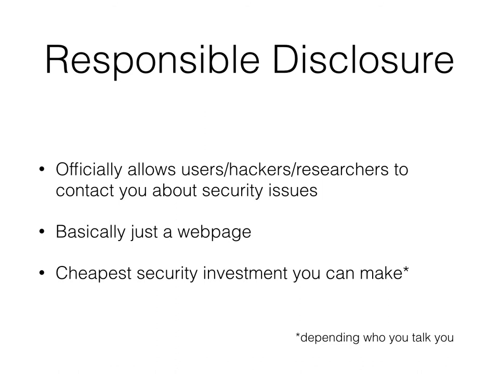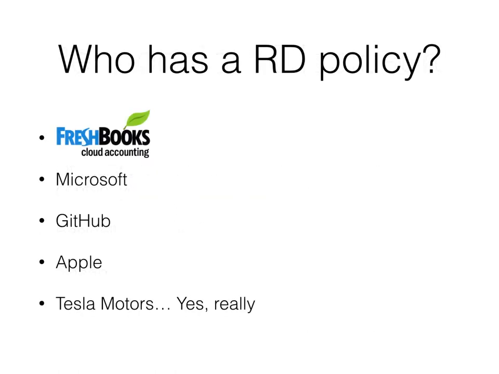Maybe they feel good about themselves that one day and they want to tell you about your problem. And then you can go ahead and fix it. So instead of investing time with developers searching for things, you can just wait for them to be found out, and then you can patch them as you go. So who has a responsible disclosure policy? FreshBooks has now added one. Microsoft, GitHub, Apple, Tesla Motors, yes, even the electric car company, who doesn't have much to do with online security, actually has a responsible disclosure policy as well.